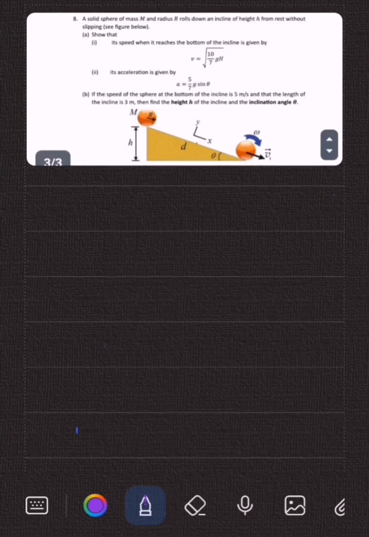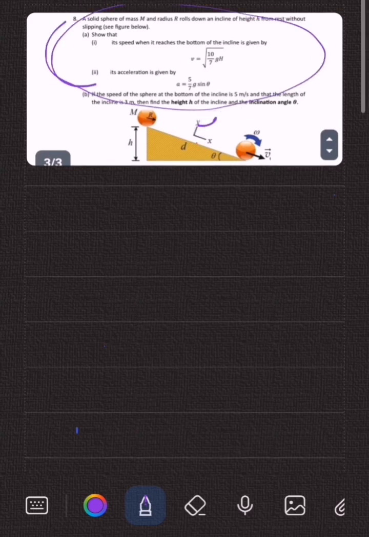Okay, so B says if the speed of the spear at the bottom is that, and the length of that is that, let us find the height and the incline angle theta. This one is pretty simple. If you have understood the first part, then this part should be a piece of cake. And even if you haven't understood, you can still answer B without understanding A.